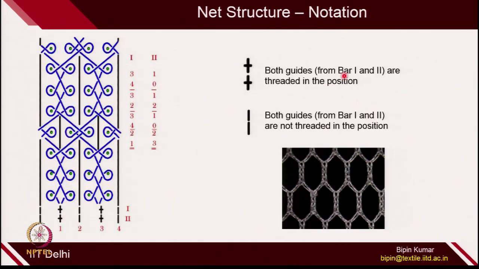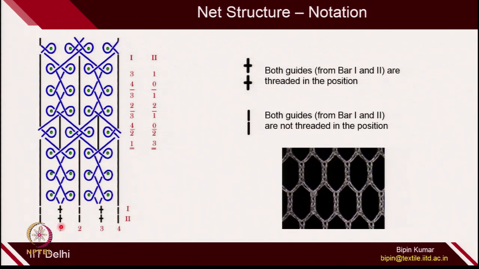In reality, you have a different way of denoting the net structure. In net structure, you need to find out not only the position of guides, but also which guides are carrying the yarn and which are not. Both guides from bar 1 and bar 2 are threaded in this position.